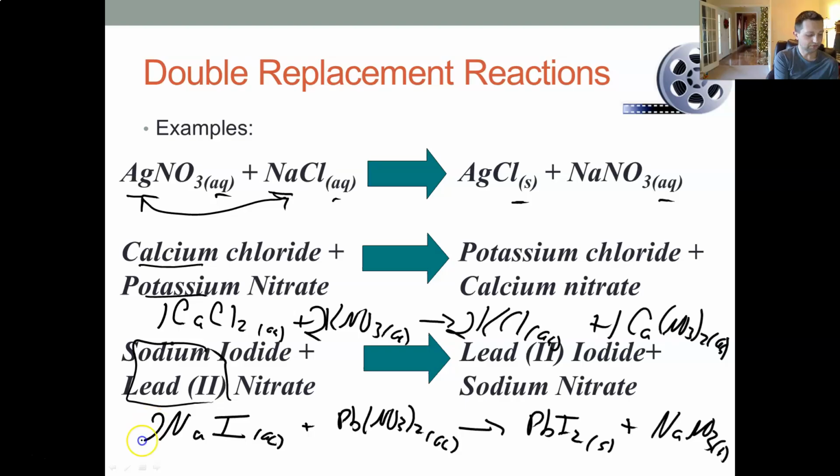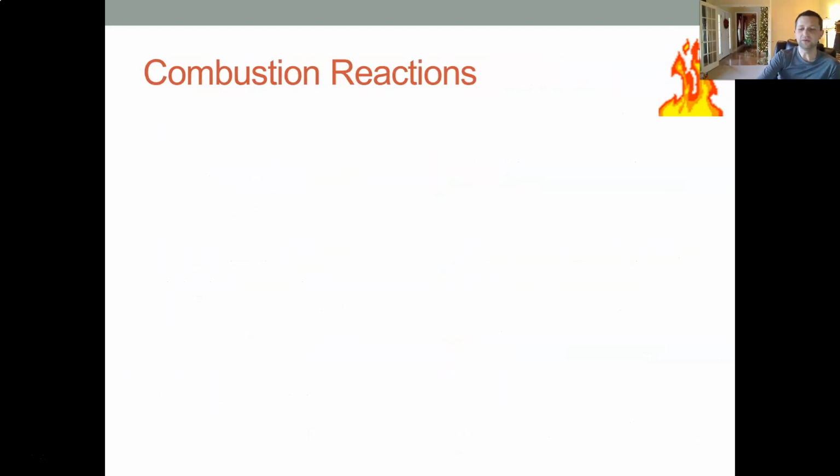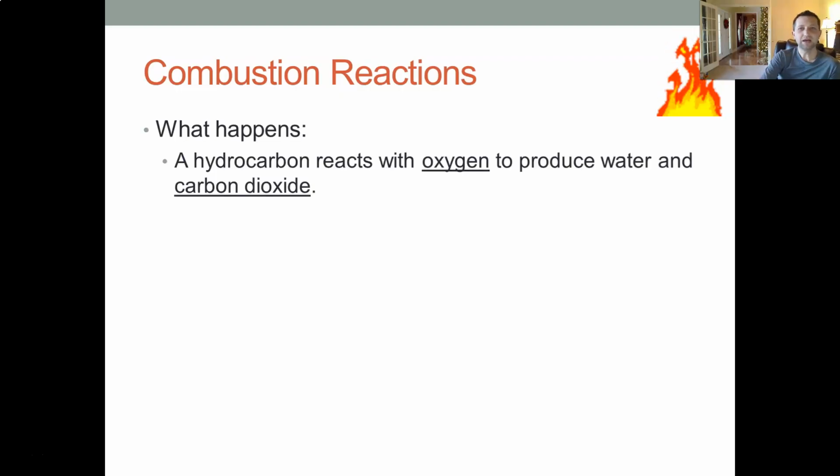All right, got to balance it out. Let's do 2 in front of NaI. Let's do a 2 in front of NaNO3. And I think that's it. Yeah, looks good. All right, takes care of double replacement. Last one is usually students' favorite reaction type, combustion reactions. So what happens here is a hydrocarbon reacts with oxygen to produce water and carbon dioxide.